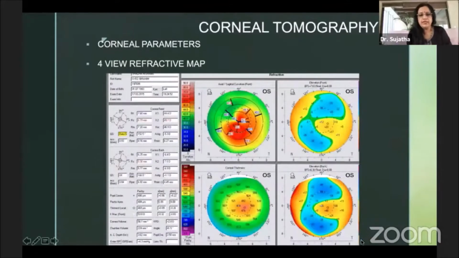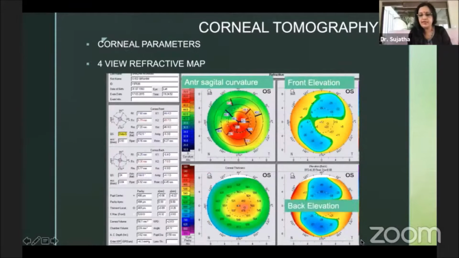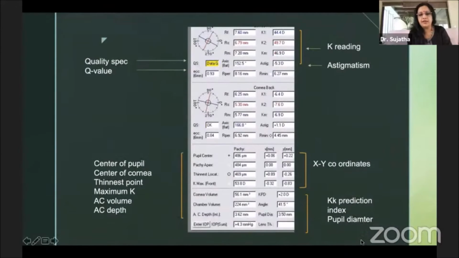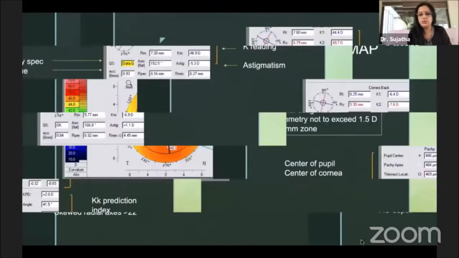These are the 4 maps that I'm referring to: the anterior sagittal curvature map, the front elevation, back elevation, and the pachymetry map. It also has the corneal parameters on the left-hand side. It tells us about the quality of the picture taken, the K reading, the astigmatism of the map, the pachymetry at the center of the pupil, the center of the cornea, the thinnest point, the maximum K, which is also important, and anterior chamber depth, which could be important, particularly if you're planning for a phakic intraocular lens. On the right side, it has a KK prediction index and also the pupil coordinates.